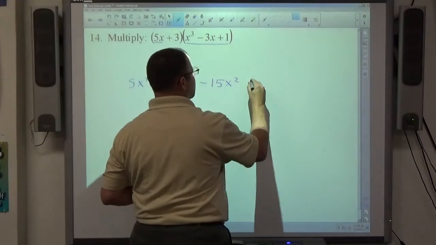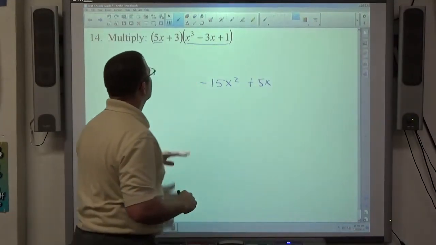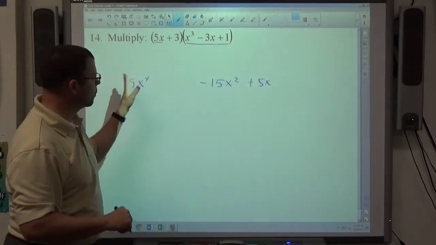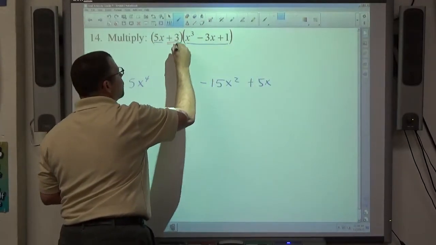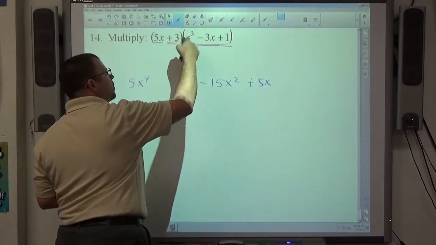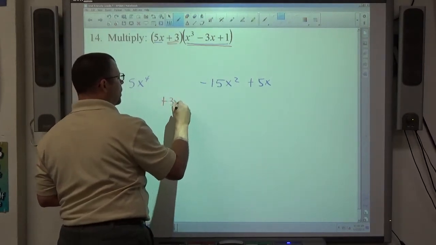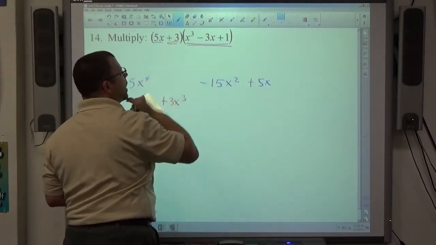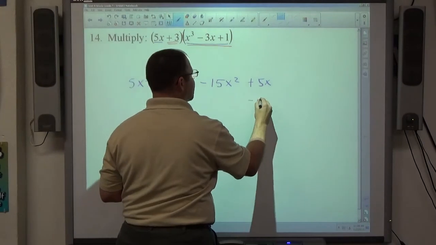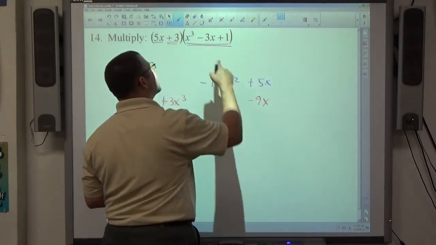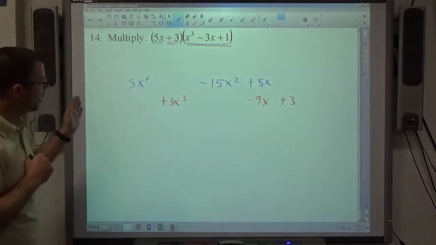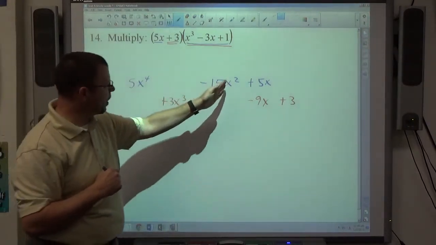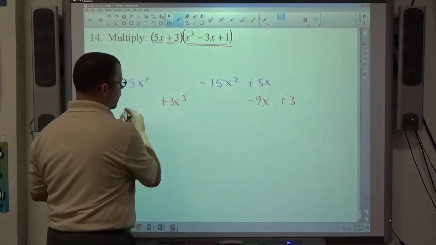5x times 1 is plus 5x. So 5x times all three pieces creates this polynomial. Then I'm going to multiply positive 3 times all this stuff. Positive 3 times x cubed makes positive 3x cubed. Positive 3 times negative 3x makes negative 9x, lining it up with my 5x. And 3 times 1 makes 3, going that over all the way to the right. So descending order, 4th, 3rd, 2nd, 1st, 0 powers.